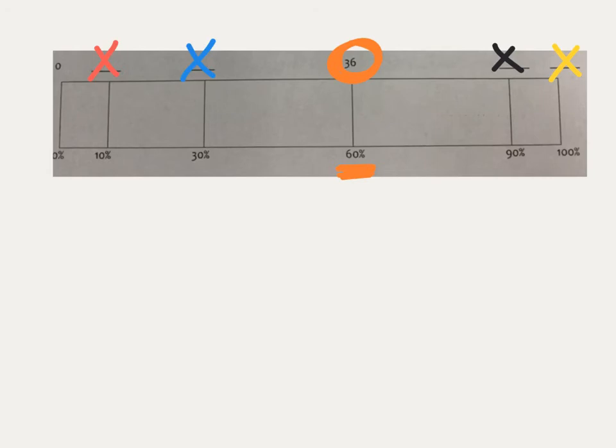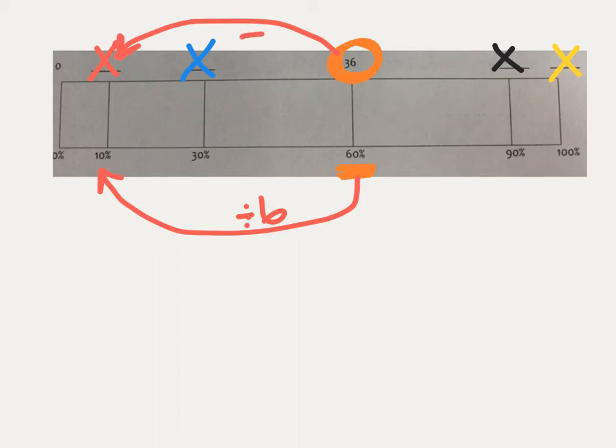I'm going to start at 60% because I have a known value, 36. I know that I can work between from 60 to 10 by dividing by 6. If I divide 60 by 6, I get 10. So if I divide 36 by 6, I get a value of 6. I then know that I can scale up from 10 to 30 by multiplying by 3. And if I multiply 6 times 3, I get a value of 18.